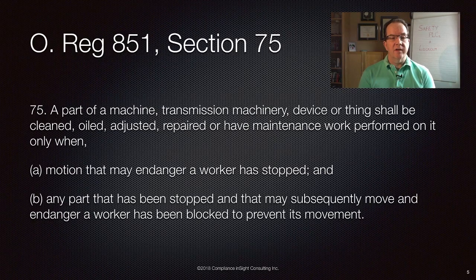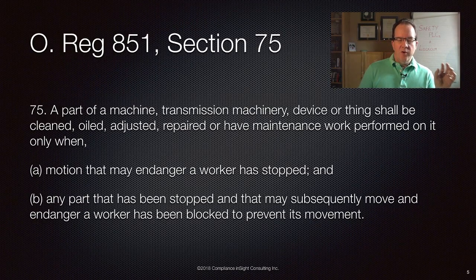Okay, so moving on. Let's look at the next part. Shall be cleaned, oiled, adjusted, repaired, or have maintenance work performed on it. Okay, so you want to be able to do one of these tasks. Here's where things get to be a bit more difficult. There's no detail given about what those tasks might include, and there is nothing in the regulation that speaks to time. So we'll come back to this in a minute, and I need you to hold that thought, particularly keep the idea about time in your mind.